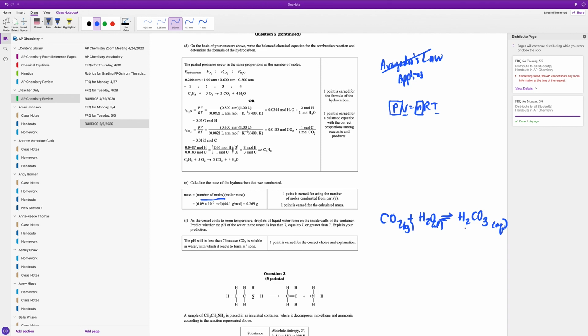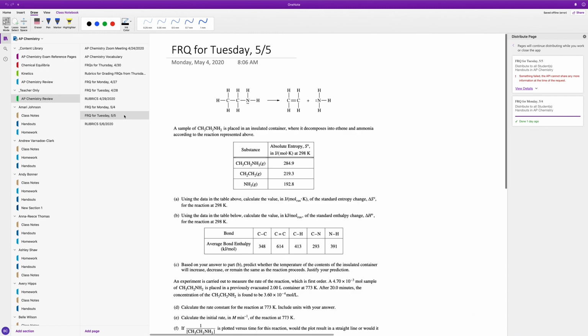Okay, and so this is an acid that forms. It's a weak acid, but it is an acid, so it generates H+. And that H+ is going to lower the pH below 7. Okay, so we're going to get a pH below 7 because we effectively have an acidic solution here. Okay, let's move on to the next FRQ, and I'll talk you through some of the important points.